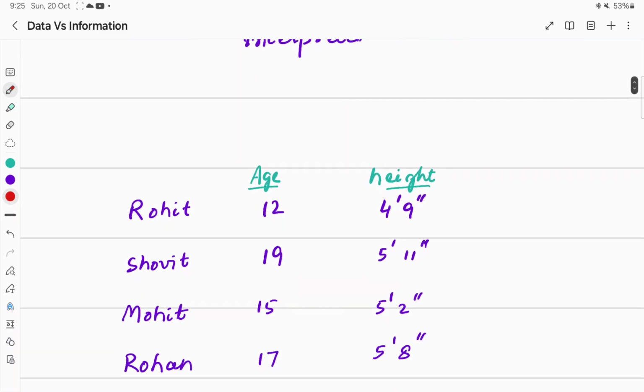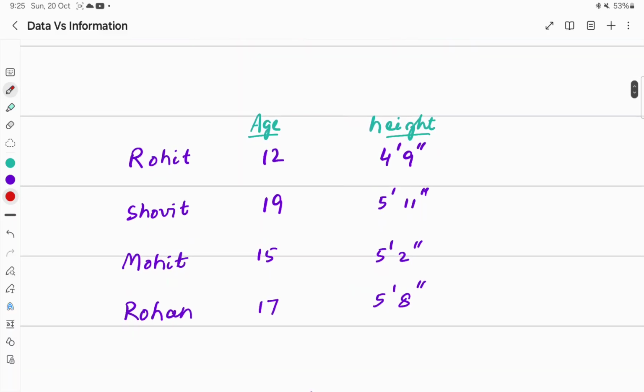For example, suppose this is one data. There are 4 students, Rohit, Shobhit, Mohit and Rohan. And here their age and their height are given. Rohit 12 years of age, 4 feet 9 inch, Shobhit 19 years of age, 5 feet 11 inch, Mohit 15 years of age, 5 feet 2 inch, Rohan 17 years of age, 5 feet 8 inch.